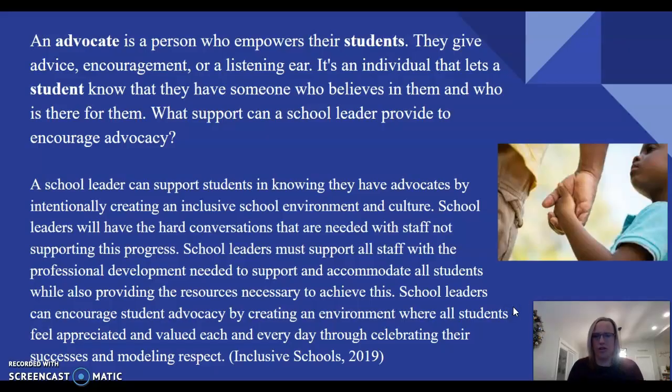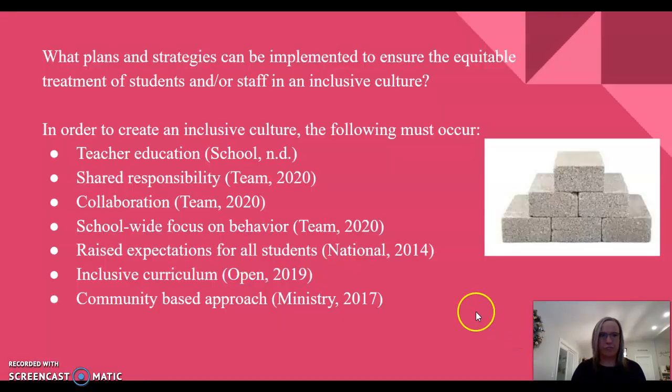Moving on to the next question regarding an advocate and what support a school leader can provide to encourage advocacy. I think creating an inclusive culture is what will provide students with the confidence to advocate for themselves and to teachers. Through creating an environment where everybody is loved, welcomed, respected, and everybody's needs are met, students will naturally feel comfortable in reaching out.